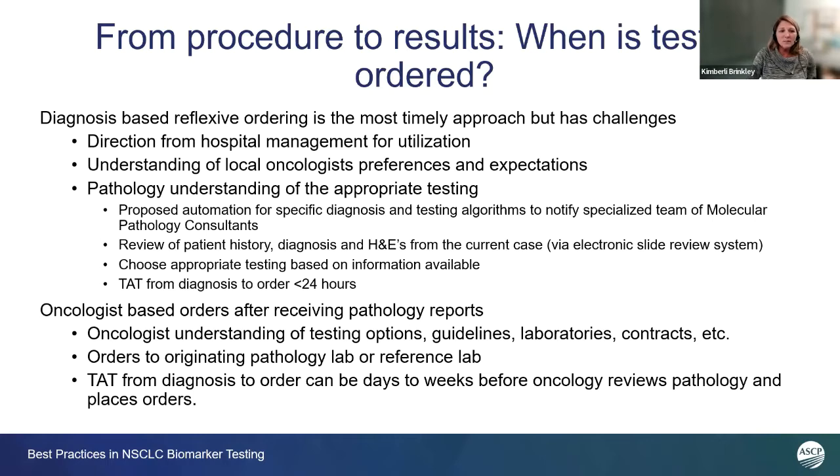So what we see in some instances here at Path Group is that, even though that pathology-based reflexive ordering is the most timely, there are a lot of challenges that come with that. We need to have some good communication between the hospitals and the pathology facilities, making sure the utilization and those kinds of things are handled correctly. We also need to have communication with the local oncologists so that they understand the direction from the hospitals, as well as us as the middleman in that situation as the pathology services.